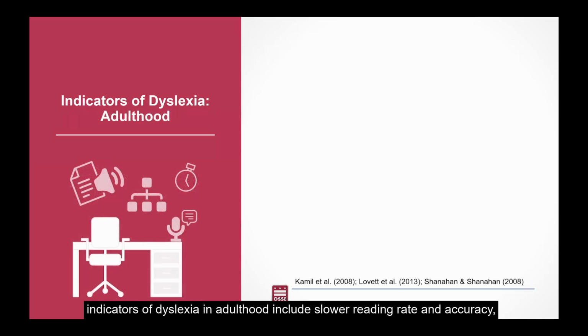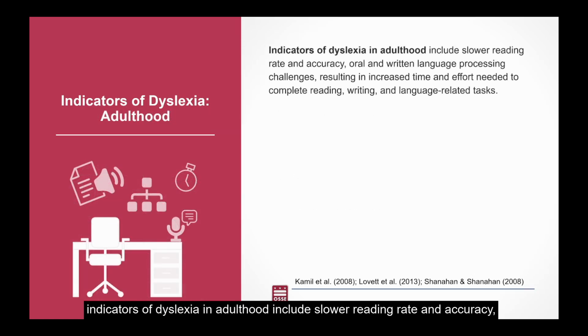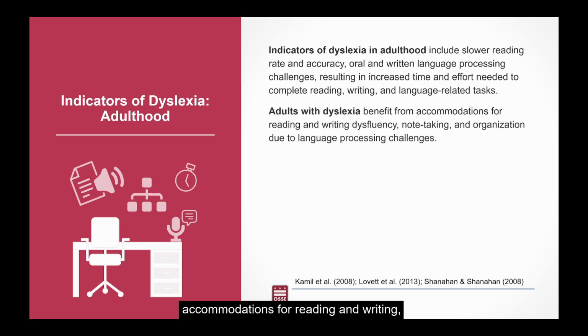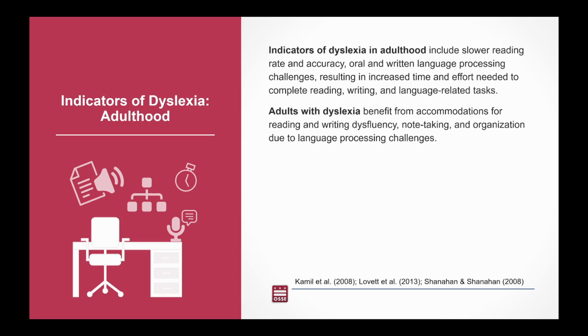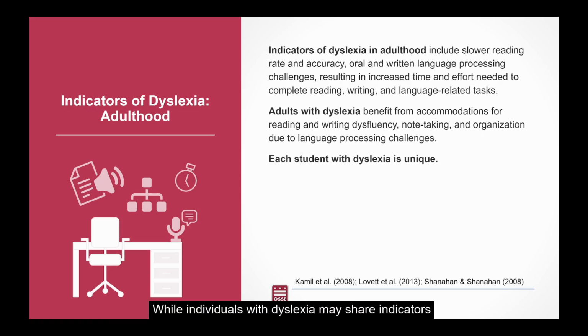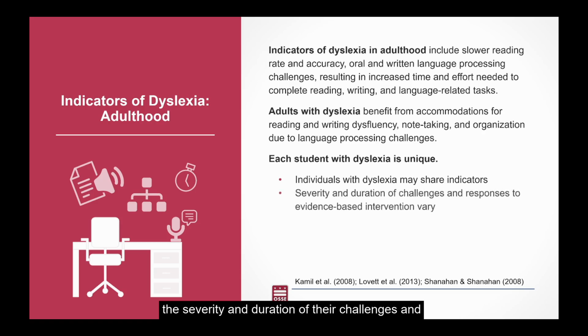Indicators of dyslexia in adulthood include slower reading rate and accuracy, oral, and written language processing challenges, resulting in increased time and effort needed to complete reading, writing, and language-related tasks. Adults with dyslexia typically benefit from accommodations for reading and writing disfluency, note-taking, and organization due to language processing challenges. It is important to note that each individual with dyslexia is unique. While individuals with dyslexia may share indicators, the severity and duration of their challenges and their responses to evidence-based interventions will vary, based on an individual's unique learning profile.